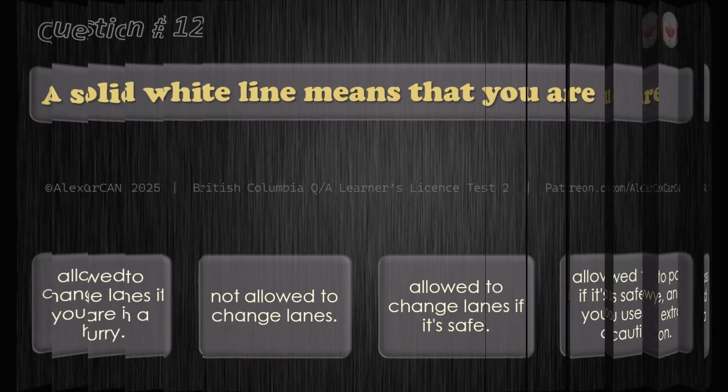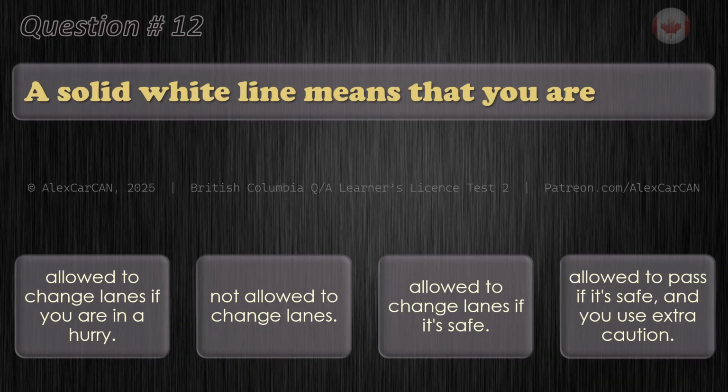Question number 12. A solid white line means that you are allowed to change lanes if you are in a hurry. Not allowed to change lanes. Allowed to change lanes if it's safe. Allowed to pass if it's safe, and you use extra caution. The correct answer is not allowed to change lanes.